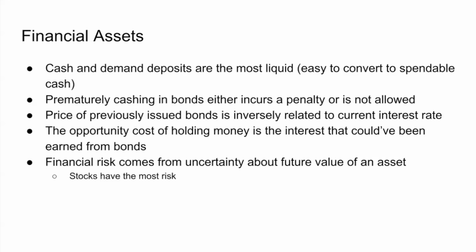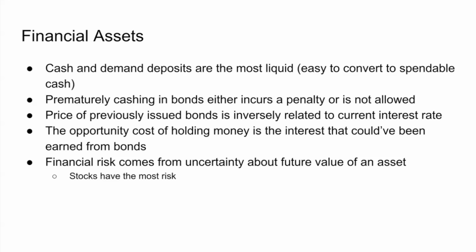So here's some info about some financial assets. Cash and demand deposits are the most liquid, or easy to convert to spendable cash, because you can easily spend them at any time. And prematurely cashing in bonds either incurs a penalty or is not allowed. Therefore, bonds aren't as liquid. You can't spend them as easily.